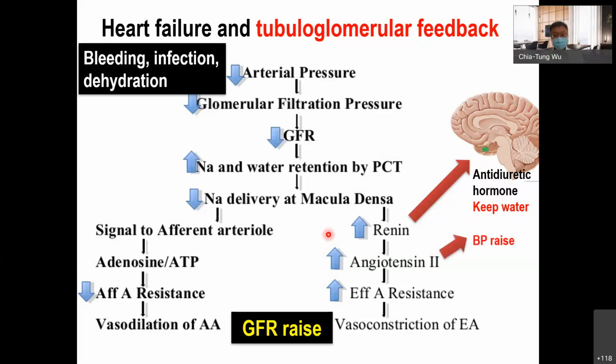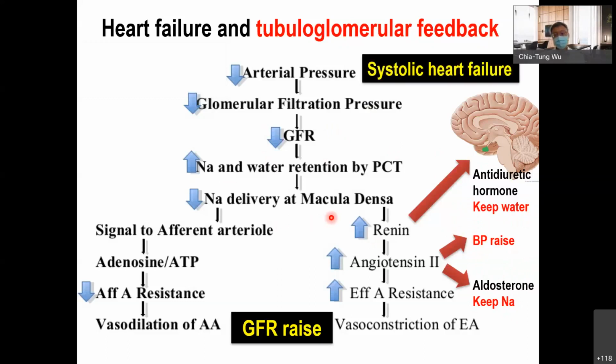And also angiotensin II is an endogenous vasopressor. It constricts our small vessels and raises our blood pressure. And also angiotensin II can stimulate our adrenal gland to secrete aldosterone. Aldosterone is a hormone that keeps sodium and removes potassium and hydrogen in the urine. So it's perfect. We can remove the waste. We can keep the water. We raise our blood pressure and sodium. The perfect feedback. But thousands of years later, 10,000 years later, we have a new disease called heart failure.